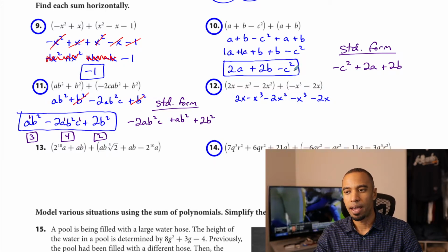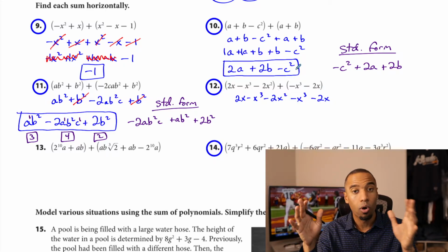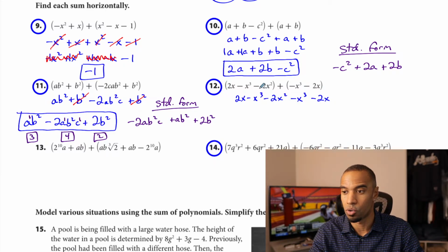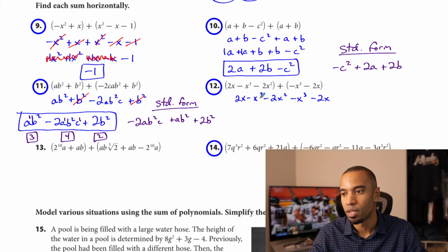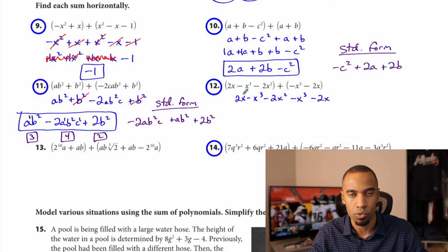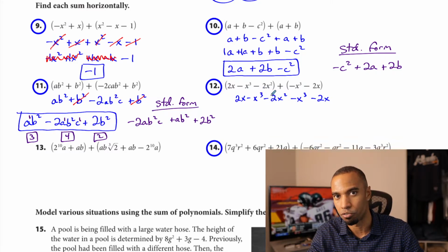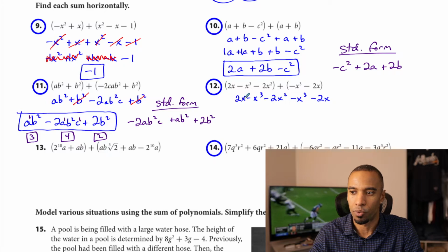So in terms of combining like terms here, I am going to go in standard form with this. I don't want to say standard form stuff too soon. You can always combine like terms first and do standard form second. Yeah, you know what? Here, in fact, let's do that.